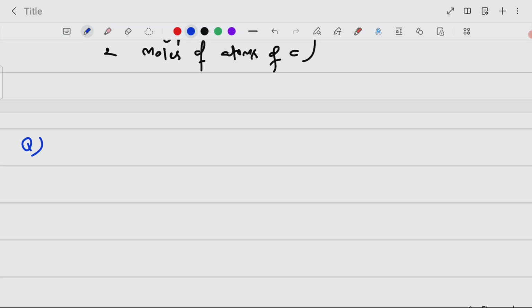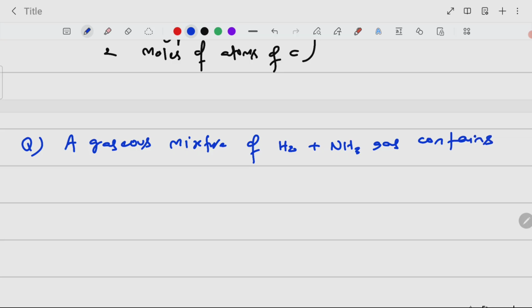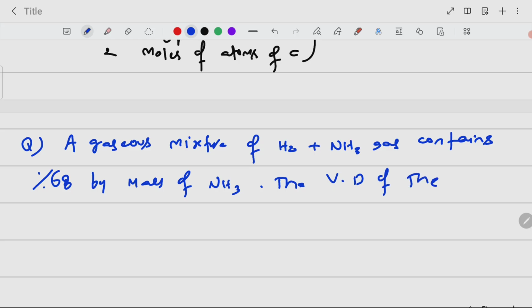A gaseous mixture of H2 and NH3 gas contains 68% by mass of NH3, and the vapor density of the mixture is dash. They are asking here.